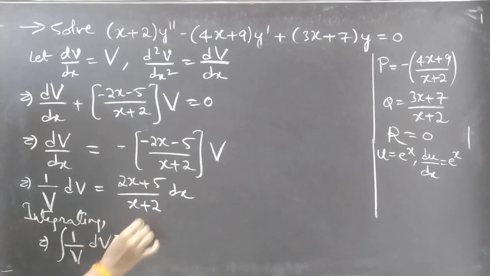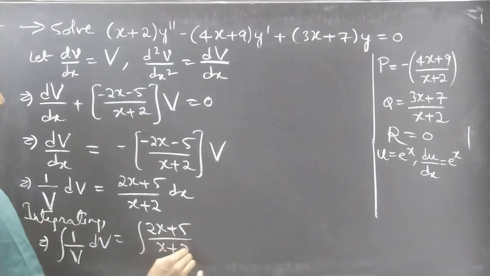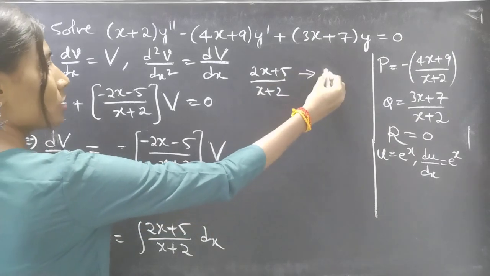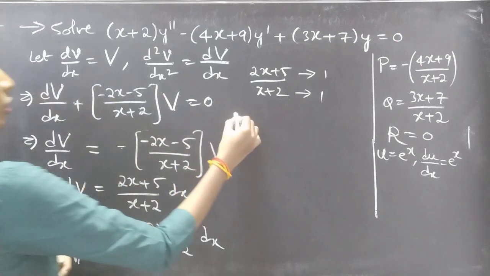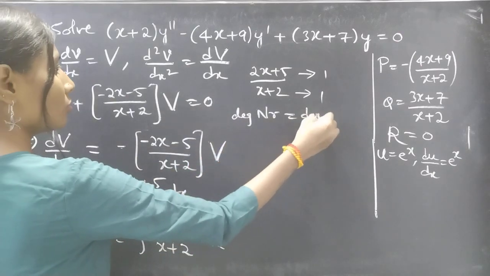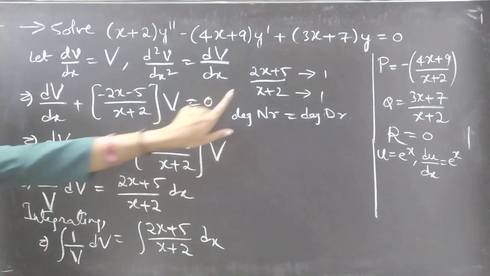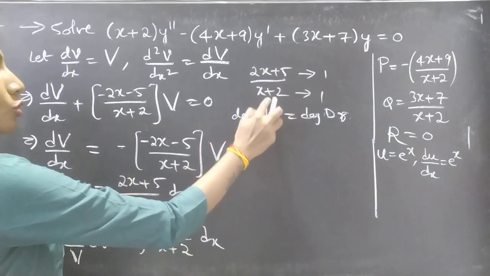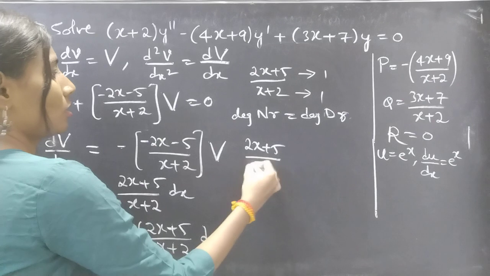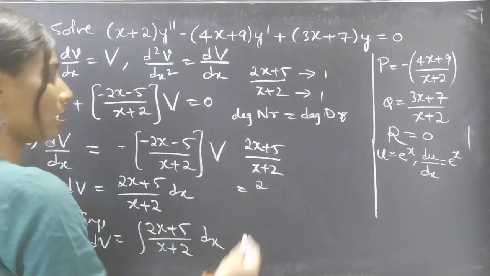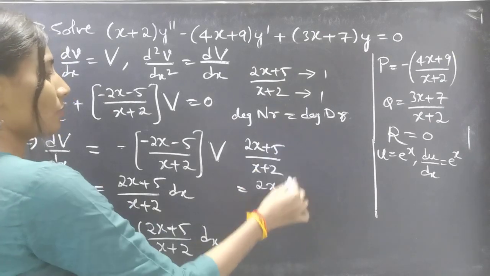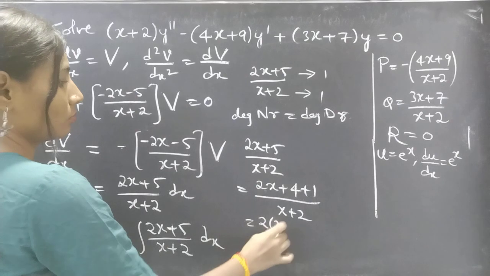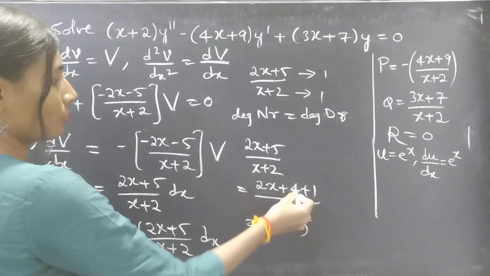Integral 1 by V dV equal to integral (2x plus 5) by (x plus 2) into dx. So we have the integrand (2x plus 5) by (x plus 2). The degree of the numerator is 1 and the degree of the denominator is also 1, right? The degree of numerator equals the degree of denominator, which means this fraction is an improper fraction. We'll make it a proper fraction just by writing the numerator in terms of x plus 2. For that purpose, I'll write 2x as 2 into x and I'll split this 5 as 4 plus 1, so that in the next step, I'll take 2 common from these two terms. See, 2 into x, 2x, plus 2 twos are 4, plus 1.